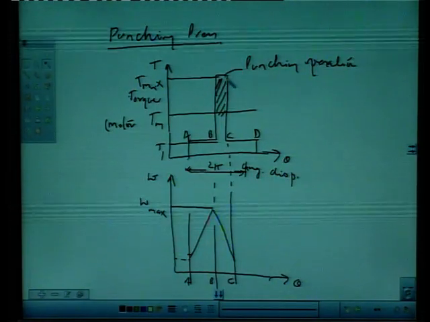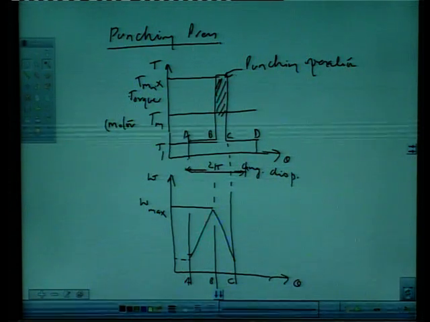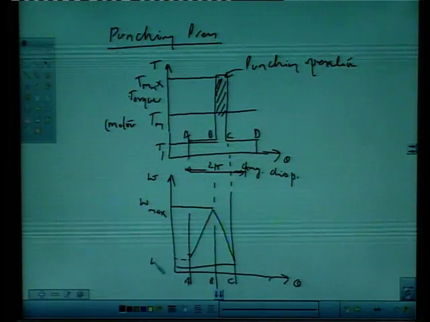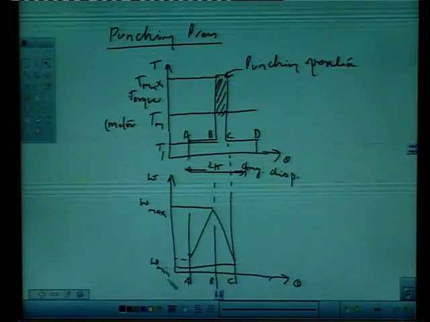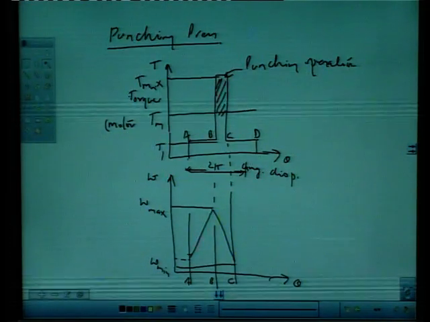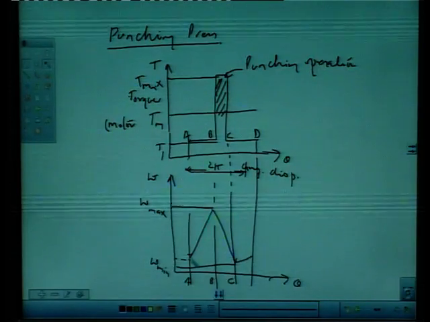So, during this period the angular velocity will decrease from maximum value to some minimum value, and the kinetic energy of the flywheel will decrease, and further from C to D it will again increase to the same value.